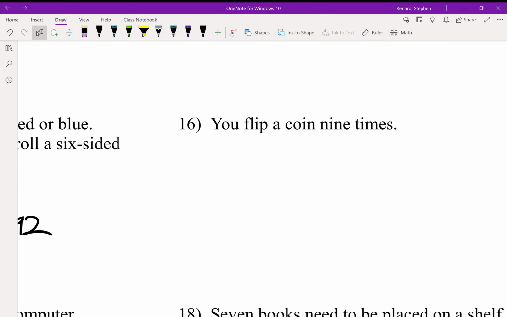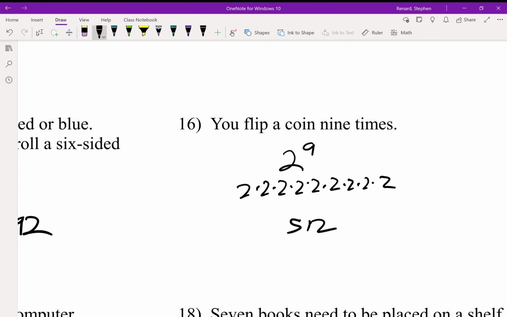Flip a coin 9 times. Remember how I said it was 2 to the 7th last time? This is going to be 2 to the 9th. It's going to be 512.